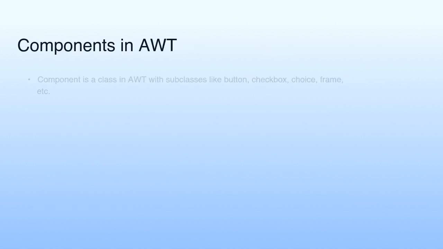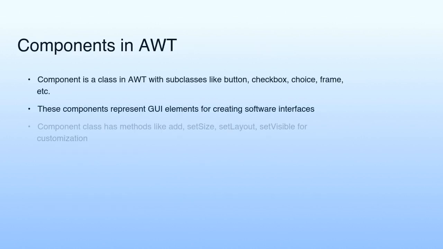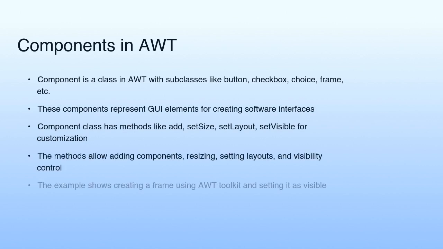In AWT, the component class is the base class with subclasses like button, checkbox, choice, and frame. These subclasses represent GUI elements for creating software interfaces. The component class has methods like add, setSize, setLayout, and setVisible for customizing the components. These methods allow adding components, resizing, setting layouts, and controlling visibility. An example demonstrates creating a frame using the AWT toolkit and setting it as visible.